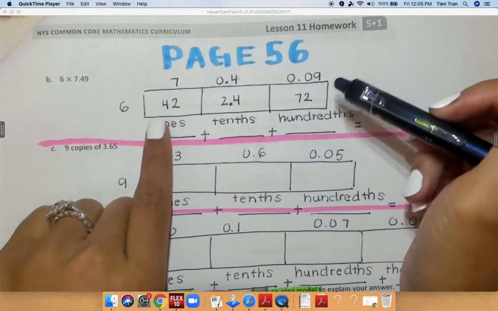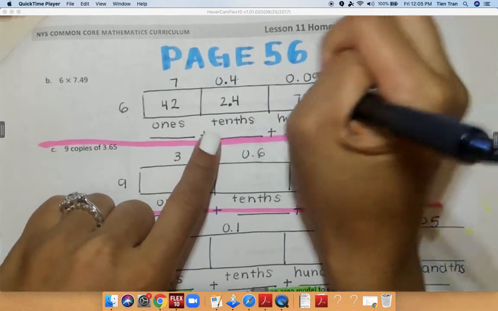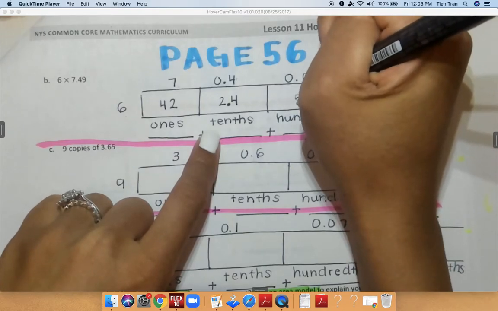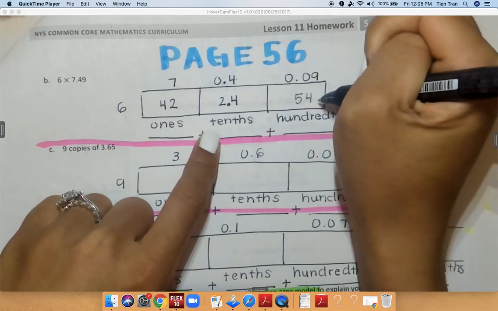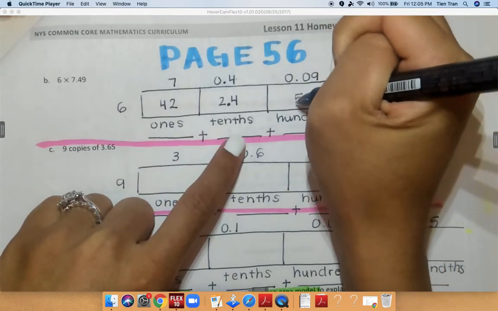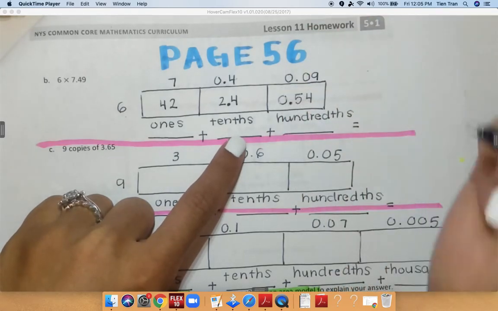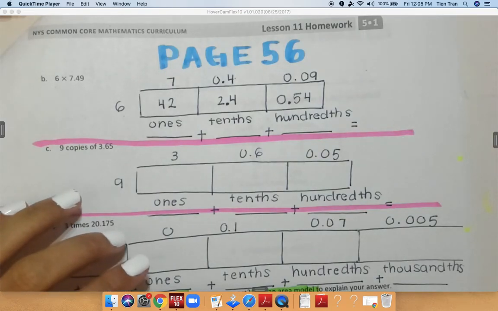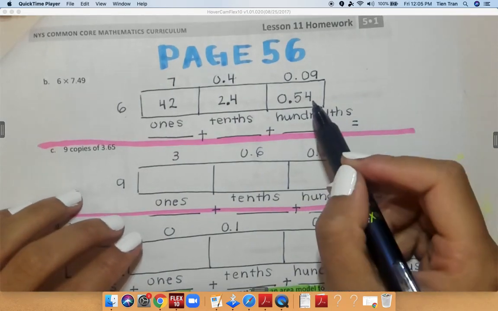Sorry, did I say 6 times 9 is 72? 6 times 9 is 54. I'm sorry about that. 54. So I need to make sure that I move my decimal over twice, and my decimal being moved over twice is going to look like that. Okay, 54 hundredths, because it's in the hundredths place.